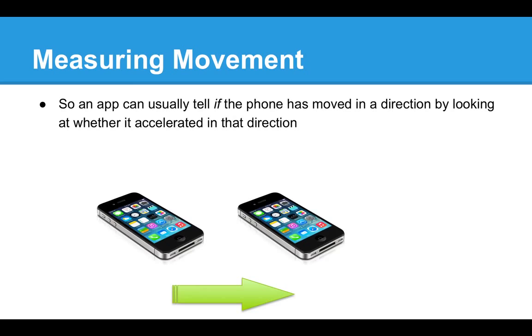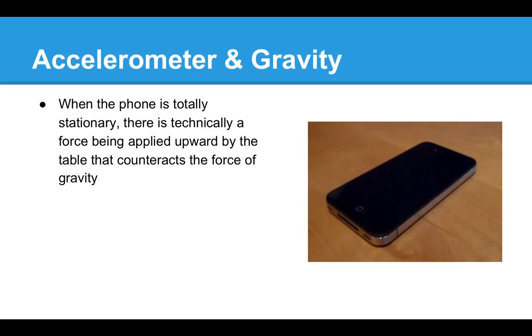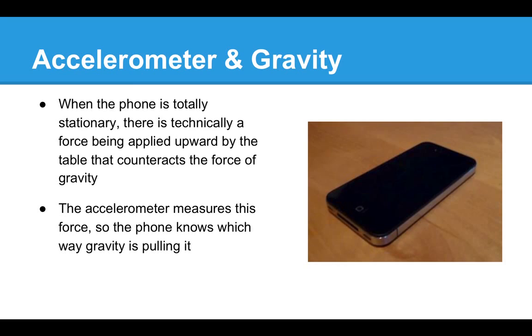So what this means is the phone can tell if it's been moved in a certain direction by seeing if it's accelerated in that direction, but it can't tell how far it moved in that direction just from the accelerometer data. Also, when you're holding a phone motionless in your hand, you're actually applying a force to hold the phone up against the force of gravity. And this force gets measured by the accelerometer, so the phone can tell which way gravity is pulling it.